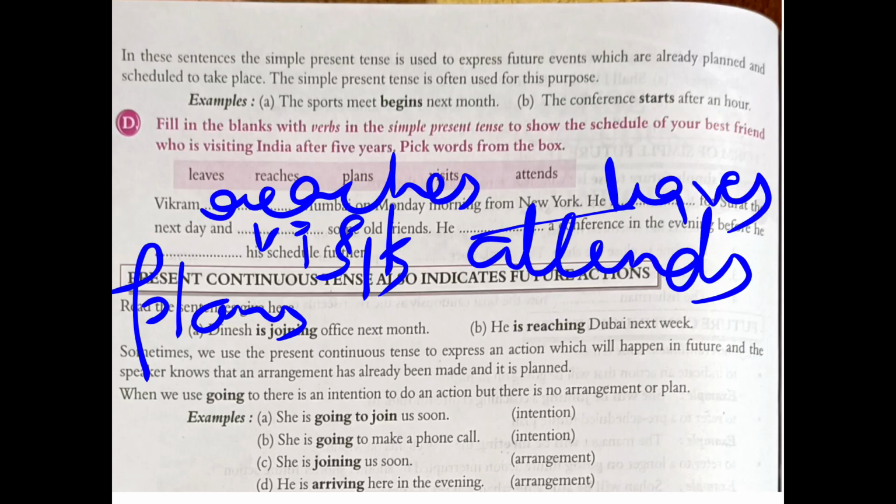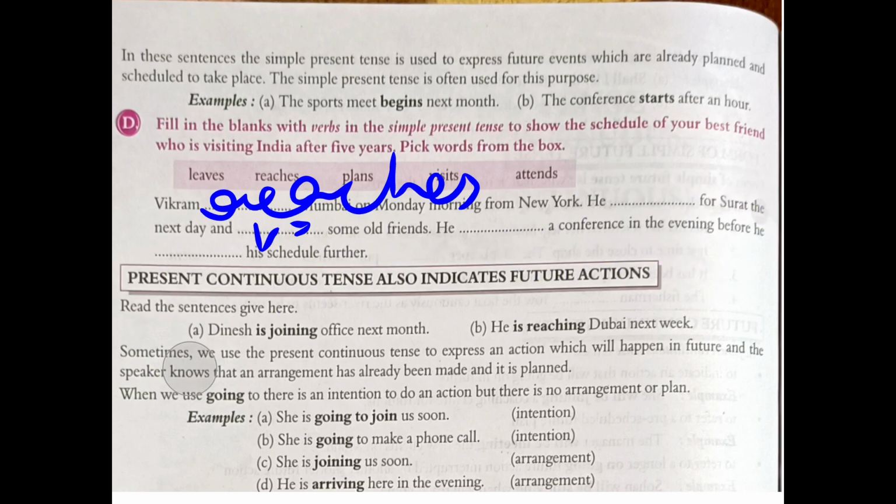Understood? Here, present continuous tense also indicates future actions. How does it represent? Like read the sentence. Dinesh is joining office next month, not this month. It's a future action. Might be he could join another office, or he could join this one. No one knows, right? It's just a possibility. It's not sure. It means it's a future action. Okay.